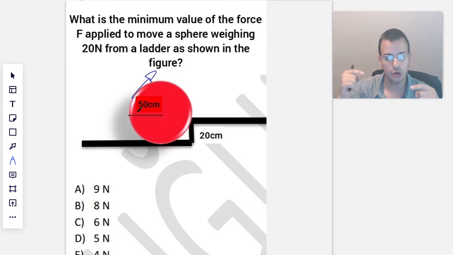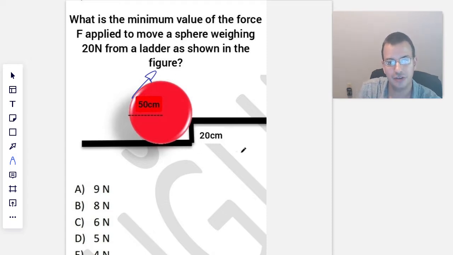So normally when we're trying to find motion, if something's going to move or not, we want to find the sum of all forces equals mass times acceleration. And that's going to give us an acceleration or motion linearly. In this case, we're talking about rotational, so we're going to rotate this ball up the step. And so instead of doing force equals ma, we're going to use the sum of all torques, which is moment of inertia times alpha, angular acceleration.